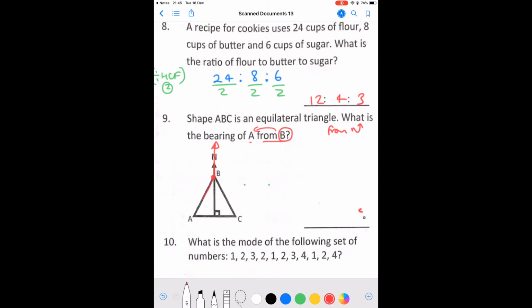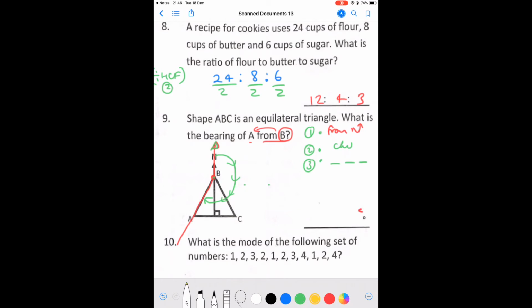So A is over here, and what we need to know is this angle here. We need to go from north, we need to go clockwise, and we need to have a 3-digit answer. These are the 3 rules needed to do a bearing question. So we're going to be starting here at B, facing in the north direction and going in a clockwise rotation until we reach A. So we need this angle here.